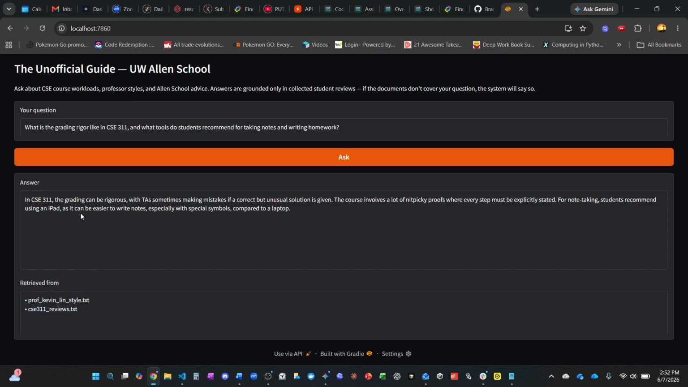It nails the first part, that grading is strict and nitpicky, but it misses the second part, which is that students recommend using LaTeX to write homework. That detail doesn't make it into the answer. This is because that recommendation to use LaTeX lives in a chunk that was ranked fourth by relevance, and I was using a top K equal to 3. So that chunk gets crowded out and never reaches the model. The right document was retrieved, just not the right chunk. It's a retrieval breadth limitation, not missing data, and increasing my top K or refining my chunking would likely fix it.